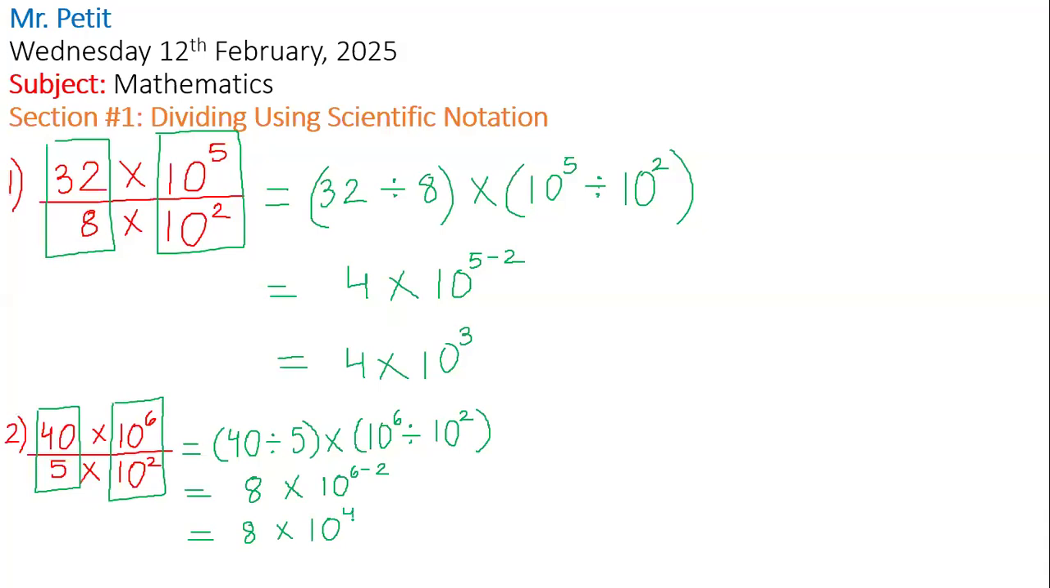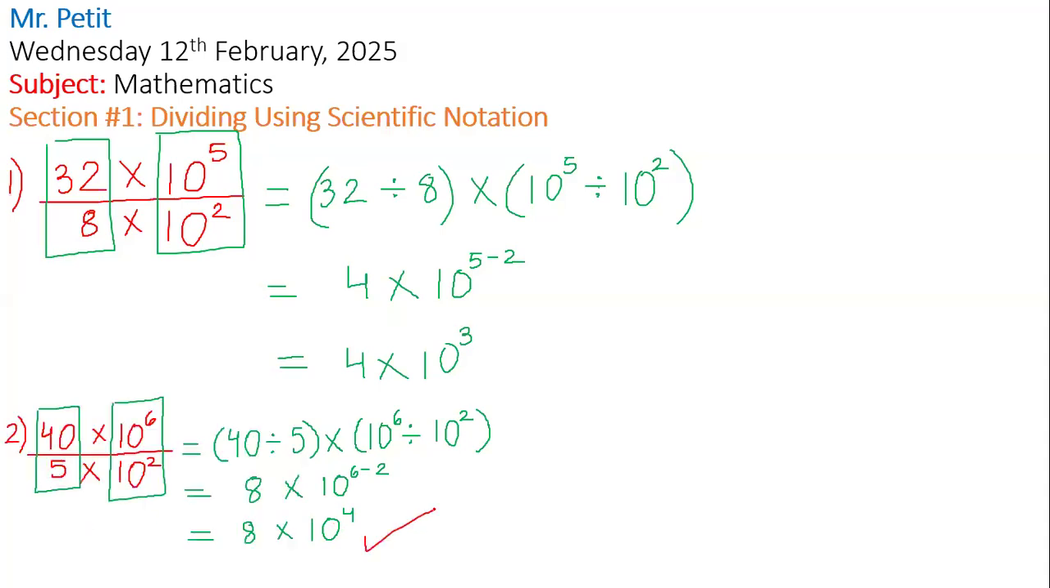Do we understand it at this point? Let me know if you understand how we got this. Yes, sir. I understand now. 8 times 10 to the power of 4. Is this in scientific notation or no? Yes, sir.